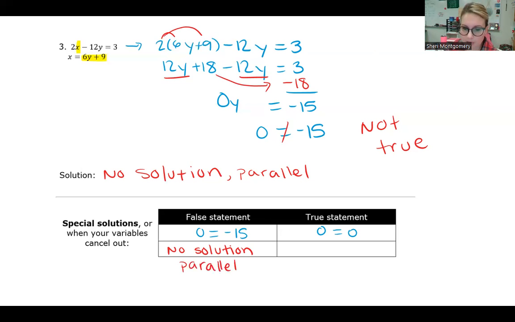If you get a true statement, then you get something that equals itself. And for those, you get infinitely many solutions because it's the same equation. And I know it doesn't seem like it, and especially if they're not both in y equals form, sometimes it's not obvious that they're the same equation.